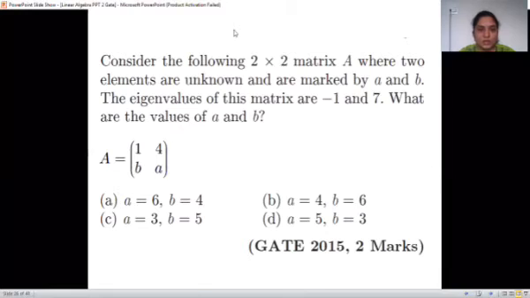Okay, next question is up. Consider the following 2 by 2 matrix A, where two elements are unknown and are marked by A and B. The eigenvalues of this matrix are -1 and 7. What are the values of A and B? So matrix A is given to you: 1, 4, B, A. This is your matrix A. So find out the values of A and B.